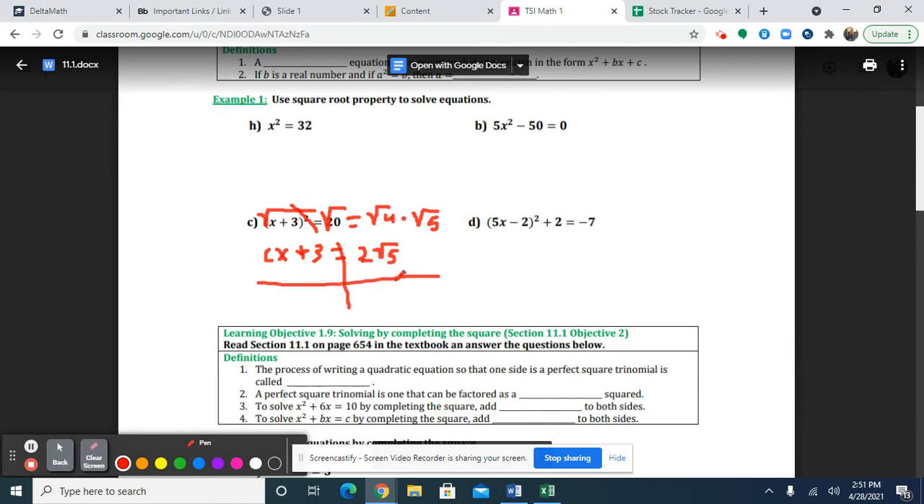Now we want to leave x by itself. And to do that, we're subtracting 3 on both sides. So x is equal to, and we're just going to write it down as 2 square root of 5 minus 3. We're not actually doing any of the operations to combine those two, so that's how we're going to write it down.